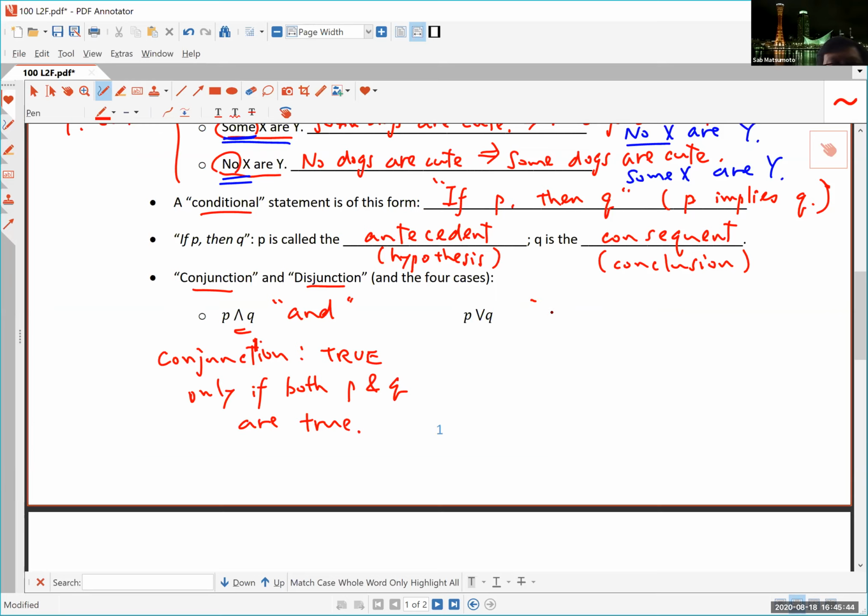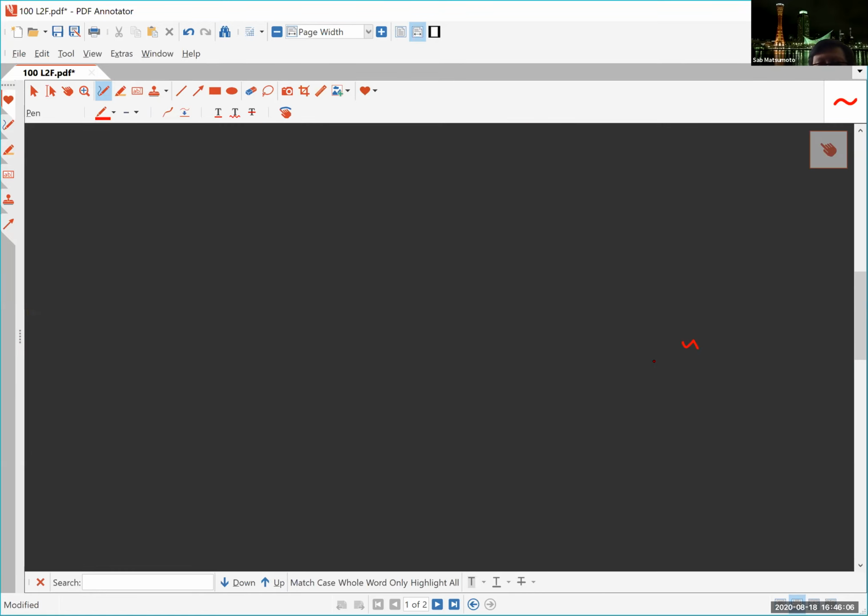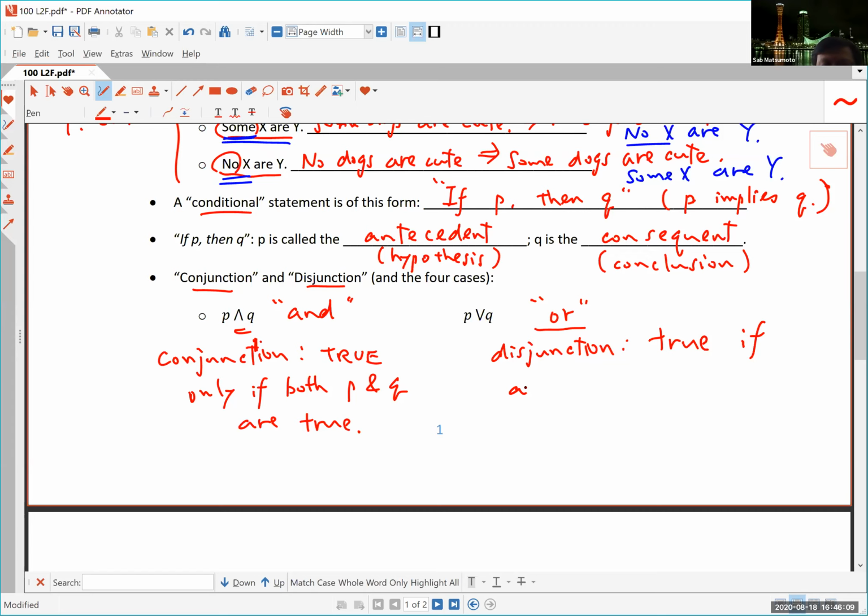Okay, the second one, the disjunction, is the or statement connecting P and Q. And so this is called the disjunction of P and Q. And this is true if at least one of them is true. So hopefully this makes sense.